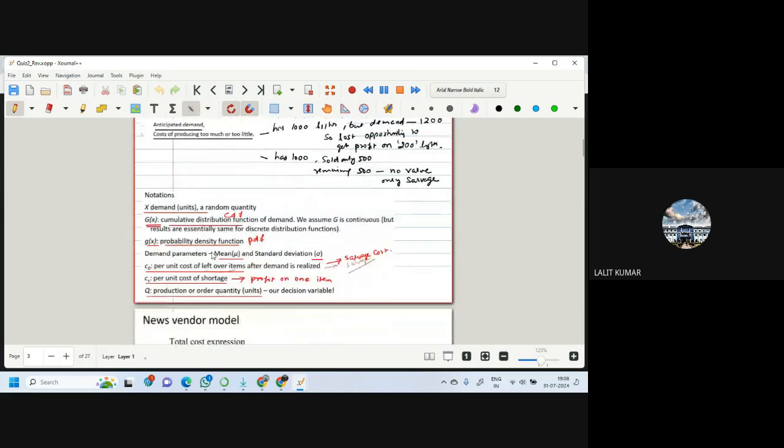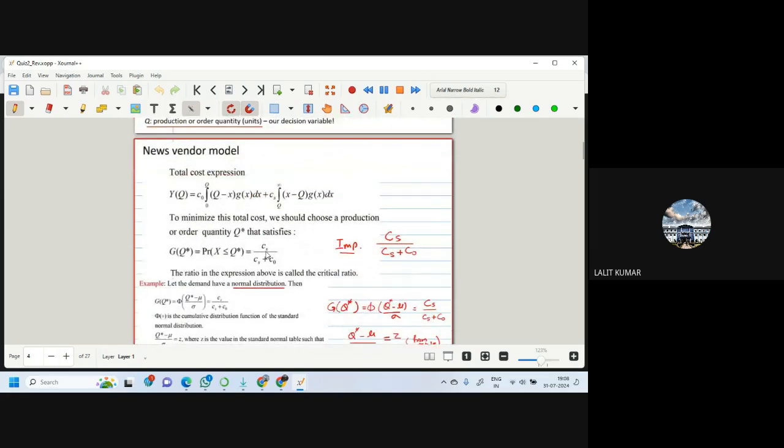So here, what do we find? We find the critical ratio. Critical ratio is nothing but CS by CS plus CO. CS, you remember, is the profit which you make.